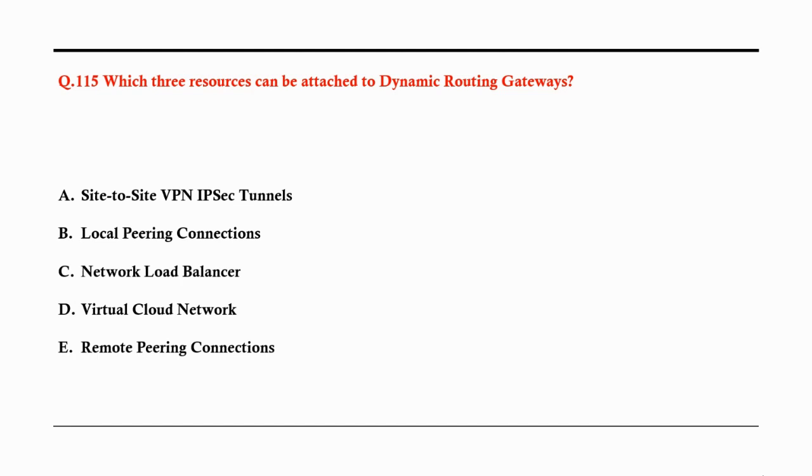Question 115. Which three resources can be attached to a dynamic routing gateway? The correct answer is A, D, and E: site-to-site VPN IPsec tunnel, virtual cloud network, and remote peering connection.